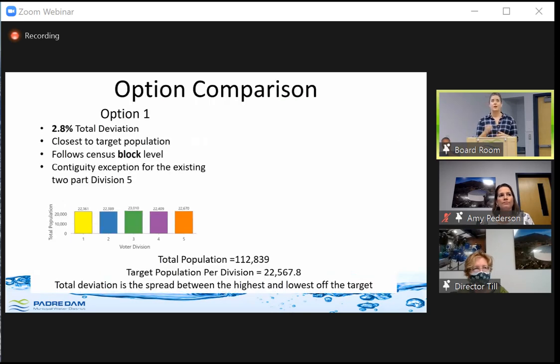Both options are going to be below our 10% total deviation threshold. Option one gets us closest to our target populations with the lowest total deviation. It has a total deviation of 2.8% and closely follows the census block geography.